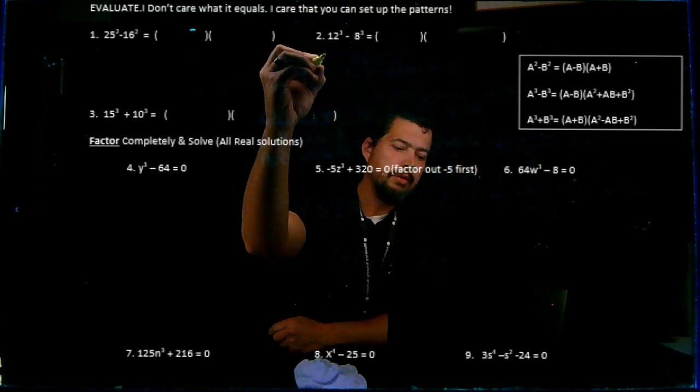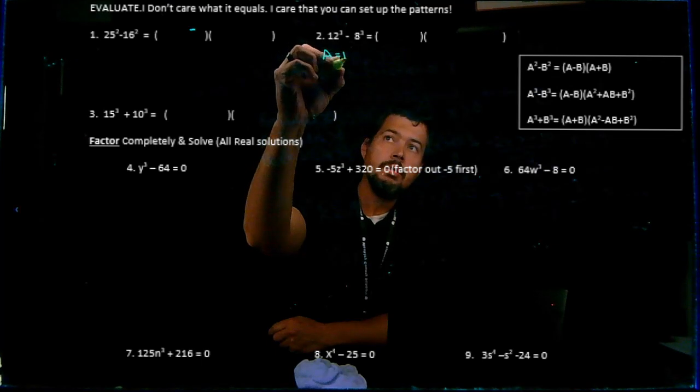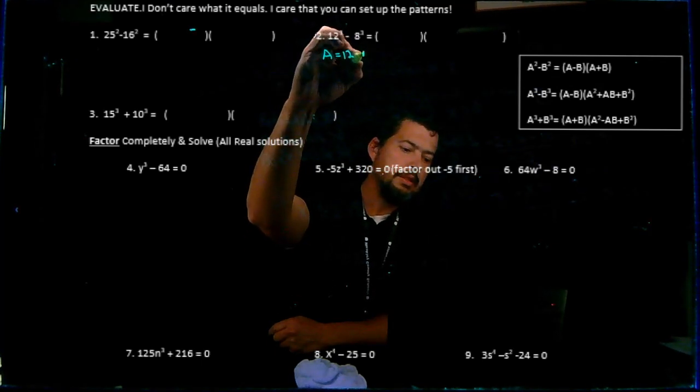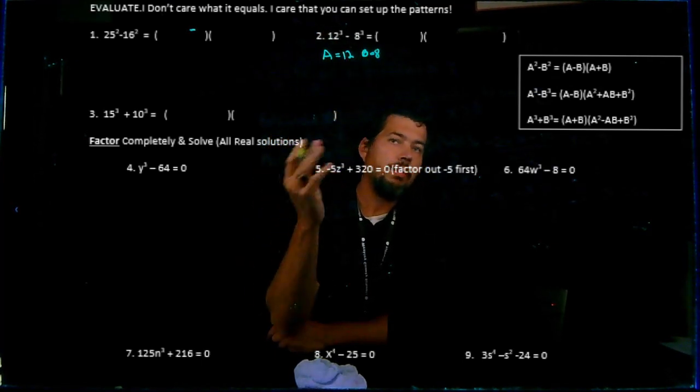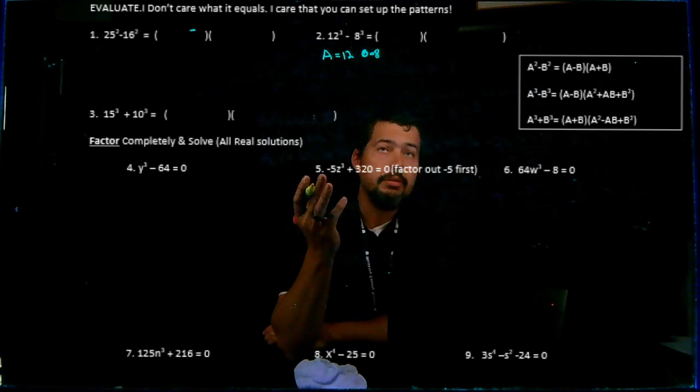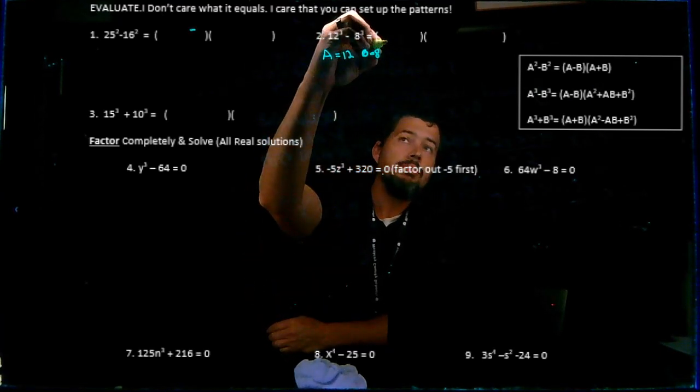A is the 12 on this one. You have something cubed. B is 8. And you just follow the pattern. Like that's really all you do. The first set of parentheses is simply 12 plus 8.